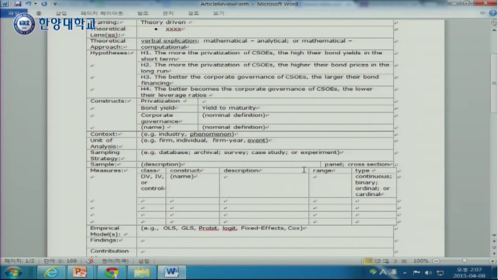Privatization can become either continuous or binary. If you define privatization as the fraction of shares sold to the market, then it becomes a continuous variable. But if you define privatization as more than 51%, something like that, it becomes 0 or 1. It's a binary variable. So it is up to your research question and data. Any other question?